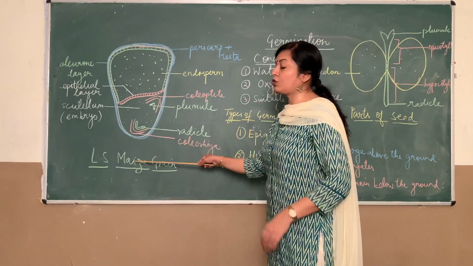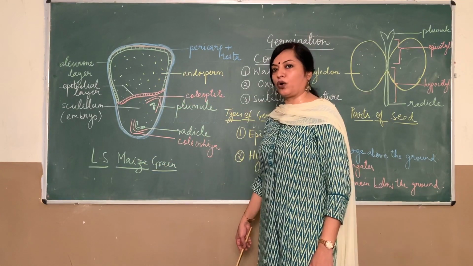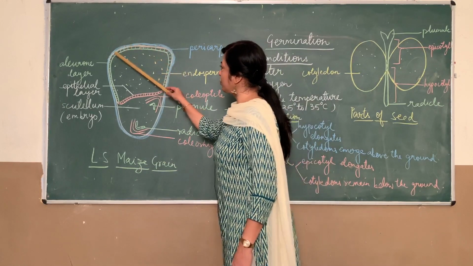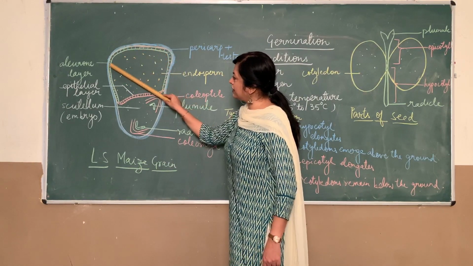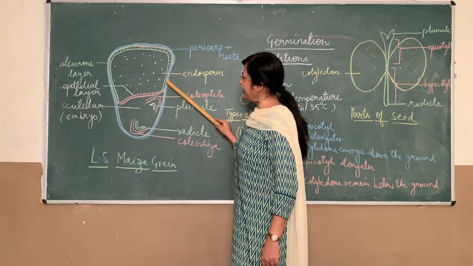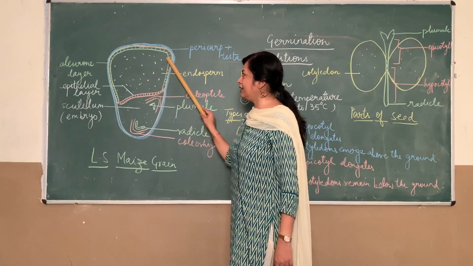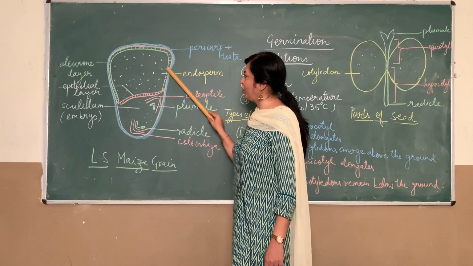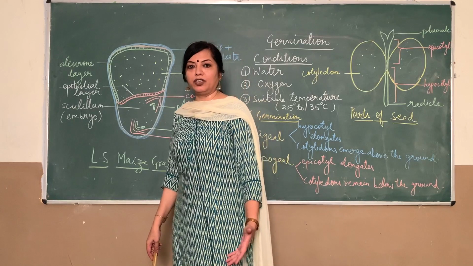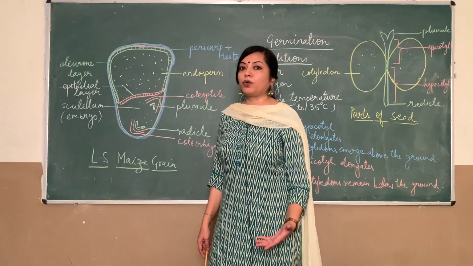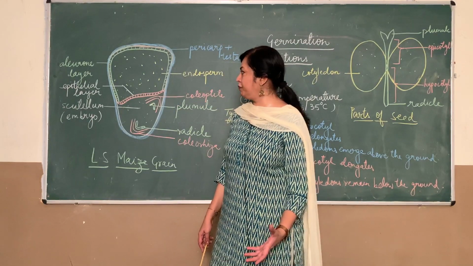This is an LS of maize grain. LS means longitudinal section. The outermost layer is already clear to you. Inner to this layer, we have this green colored layer. I've made it in different colors, not because it's green, just so that you can understand what I'm talking about. This layer is known as aleurone layer. This aleurone layer is rich in proteins. It's storing food in the form of proteins.